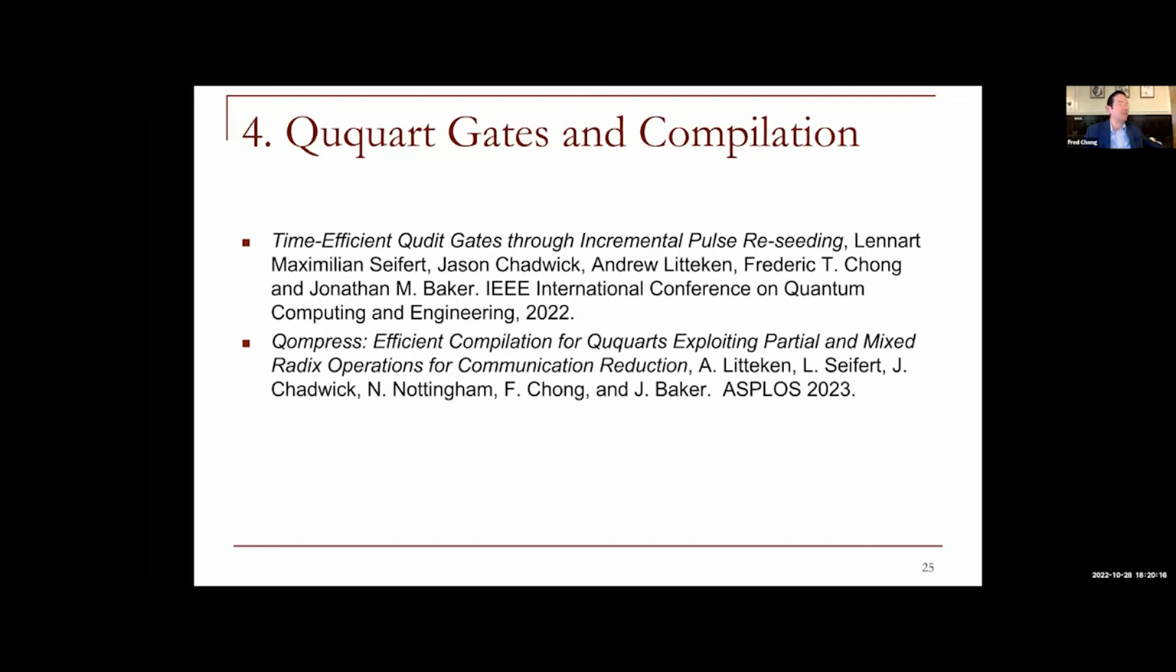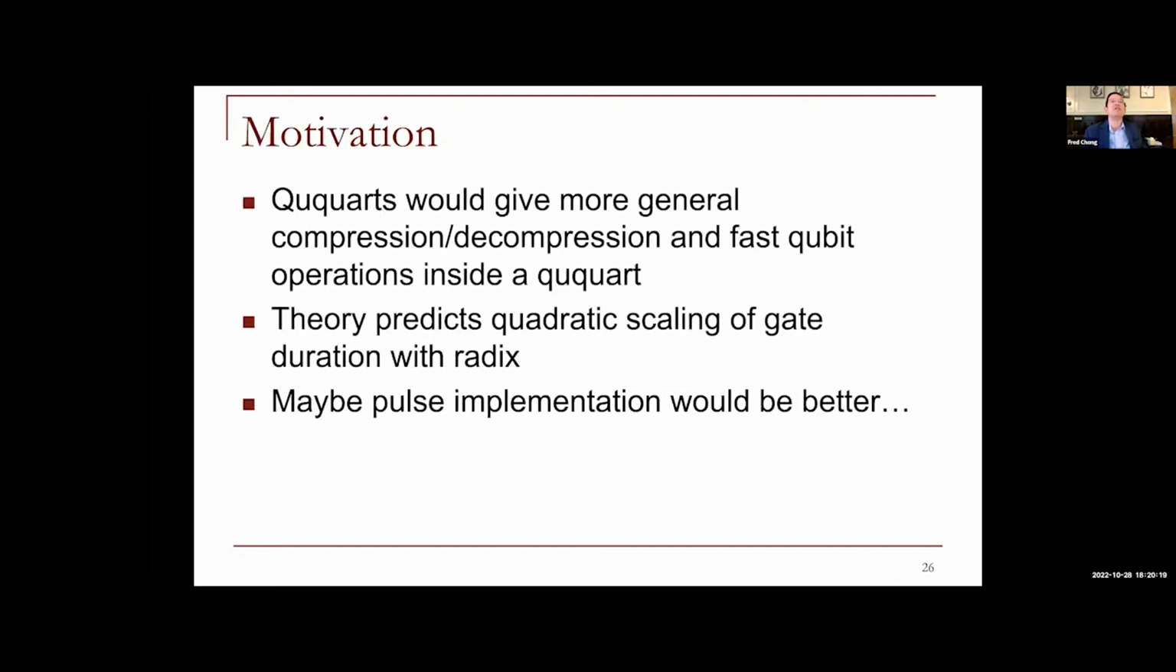And the reason we think it would be a lot more convenient is that 2 qubits fit very nicely into a Q-quart. So it gives you some really nice compression of your qubit circuits, and you would get very fast computation internally between 2 qubits that are stored in a Q-quart. So there are some really interesting advantages. But the theory predicts that as you use more and more levels, which we would call the radix of your computation, you would get a quadratic scaling, right? And so the quadratic gate time scaling of these operations on, say, Q-quarts made it unattractive.